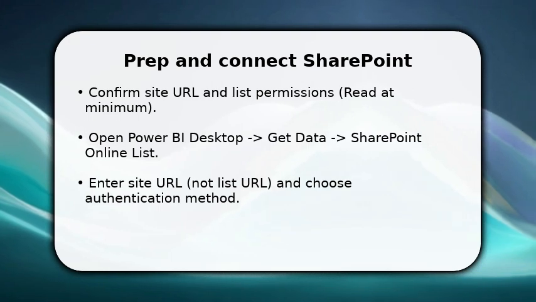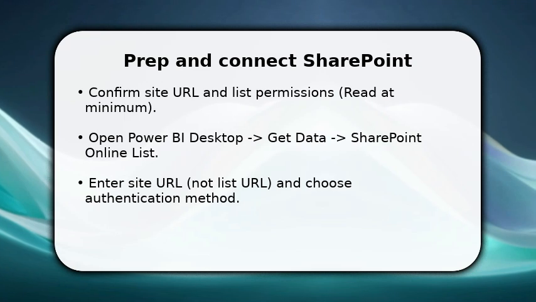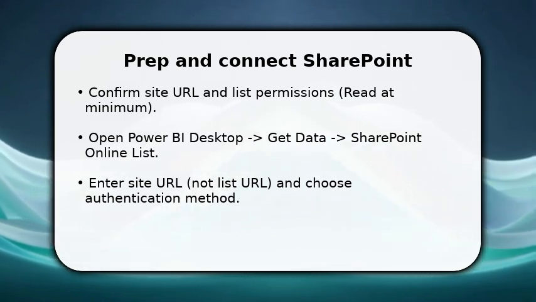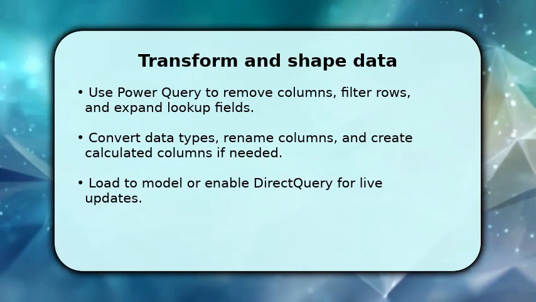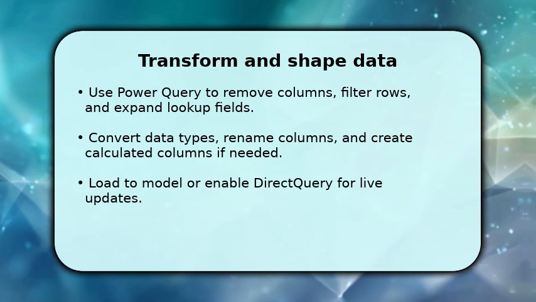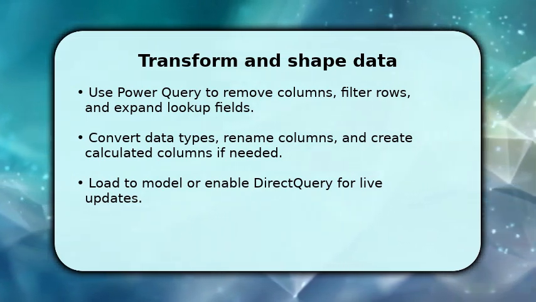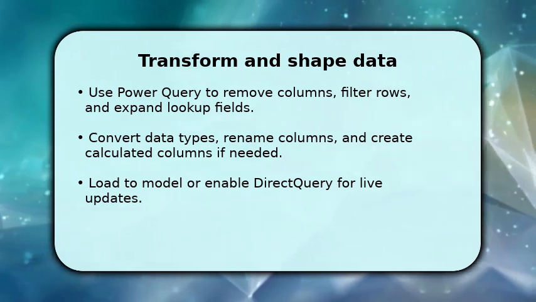Make sure to pick the exact list name you want and preview the data before loading it into the model. You now transform the data in Power Query to make it analysis ready. Remove unnecessary columns and filter out system rows. Expand lookup and person fields to expose the actual values. Convert column data types appropriately, rename columns for clarity, and add calculated columns or measures when required for reporting.